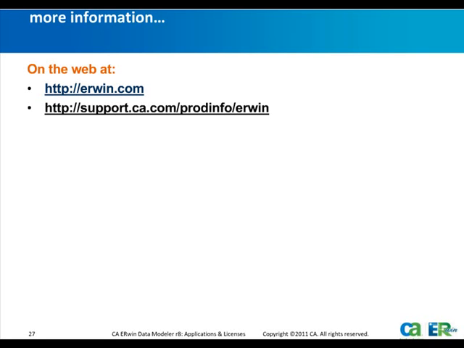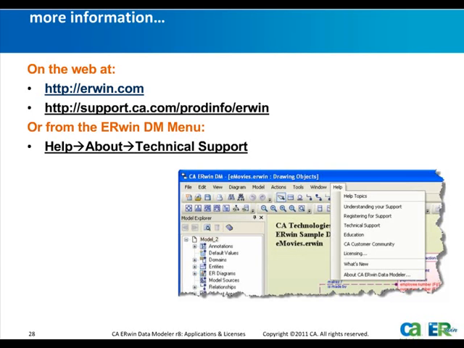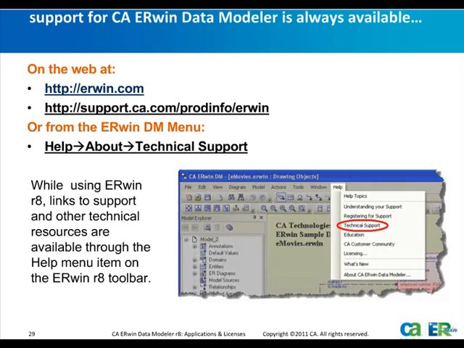Information on all CA Erwin applications is available at any time on the Internet from erwin.com and from the CA support website, support.ca.com. Also, many technical and support resources are available directly from the Erwin Data Modeler menu. Just clicking on Help About will present links to a variety of technical resources, including support, licensing, and the CA customer community. So while using CA Erwin Data Modeler, a full range of help and support resources are just a click away.